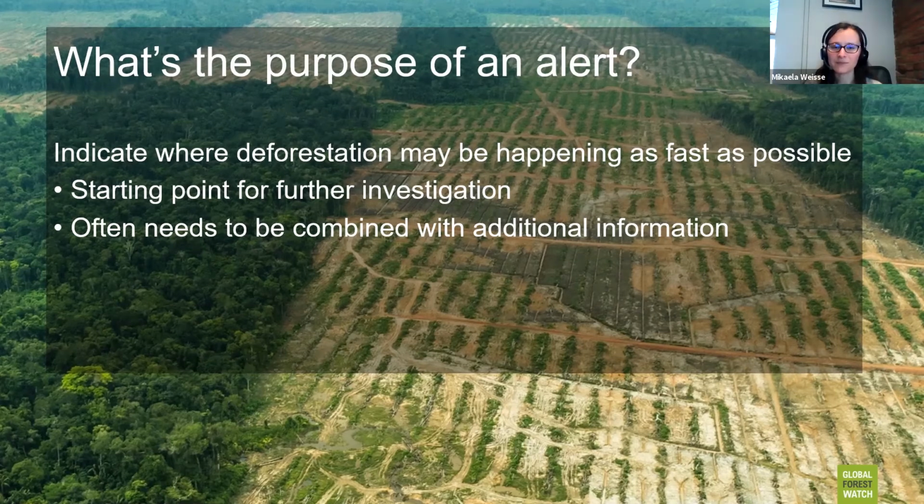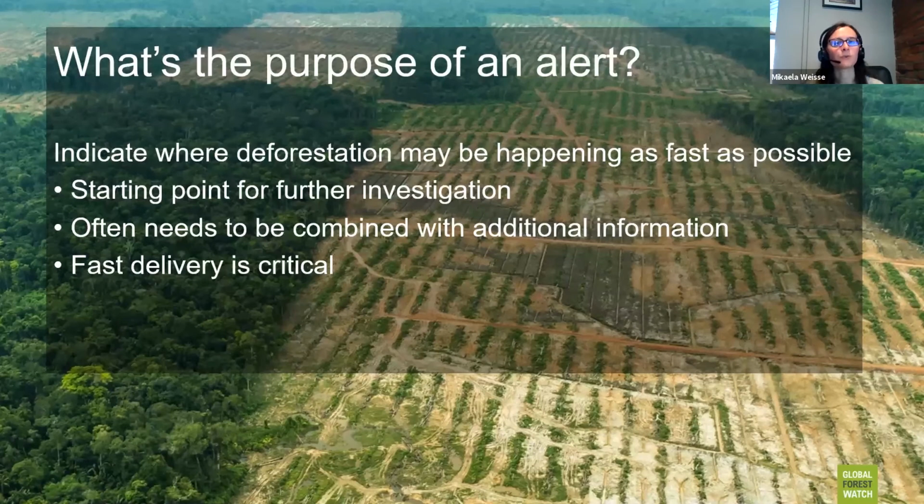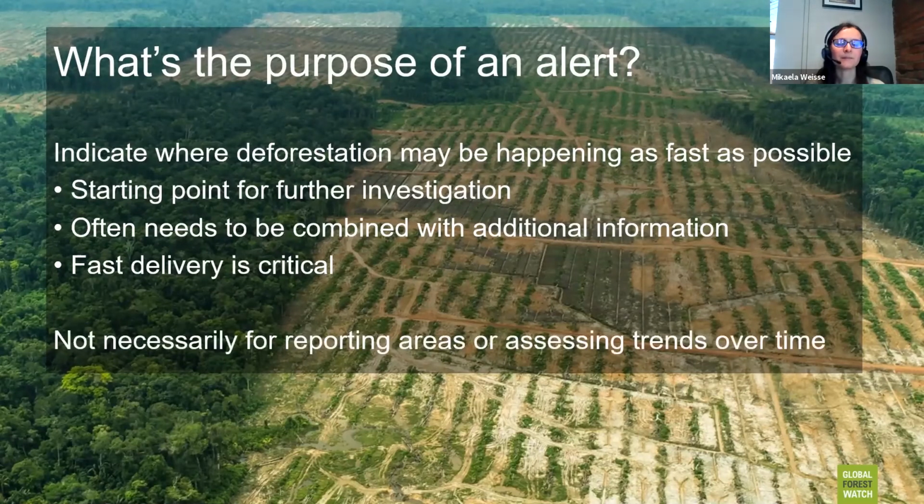High resolution Planet images, for example, where you can determine the driver, information about the land ownership, if it's in a protected area. Those are all really critical pieces of information as well when thinking about alert information. And finally, we know that it's really critical to deliver this information as quickly as possible. And so we try to do this through the Global Forest Watch email notification system. We can get an email anytime there's a new alert in your area of interest, and also through the Forest Watcher mobile application.